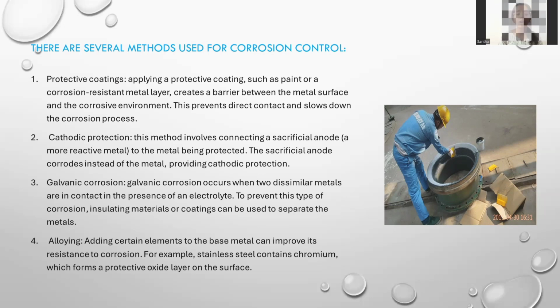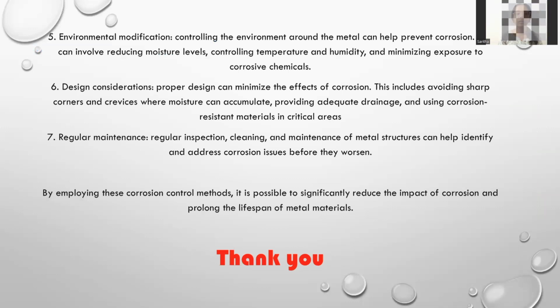When it comes to alloying, adding certain elements to the base metal can improve its resistance to corrosion. For example, stainless steel contains chromium, which forms a protective oxide layer on the surface. Environmental modifications: controlling the environment around the metal can help prevent corrosion. This can involve reducing moisture levels, controlling temperature and humidity, and minimizing exposure to corrosive chemicals.